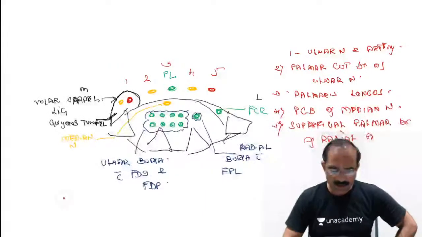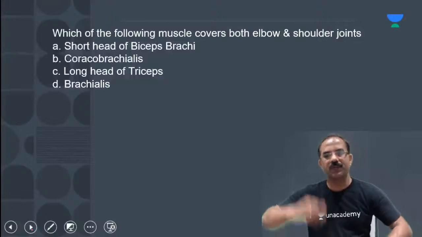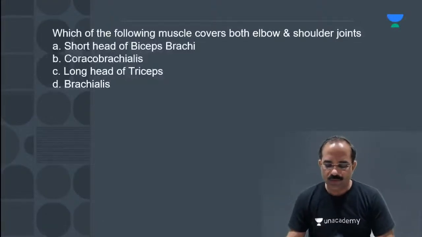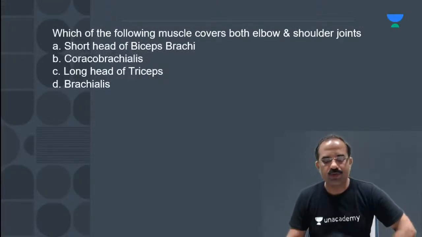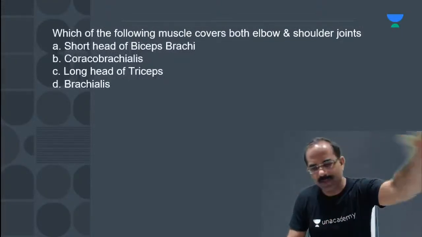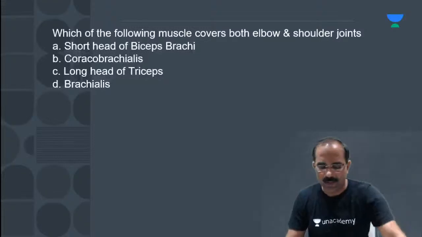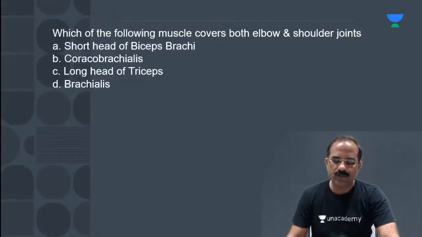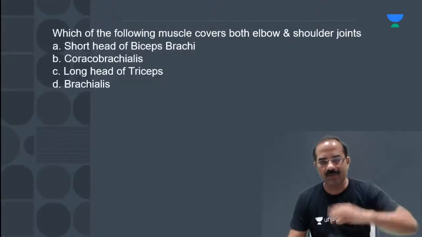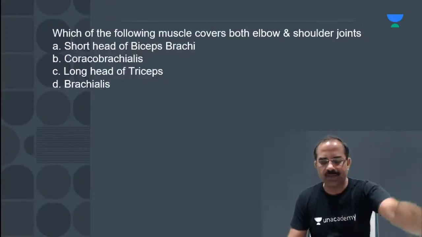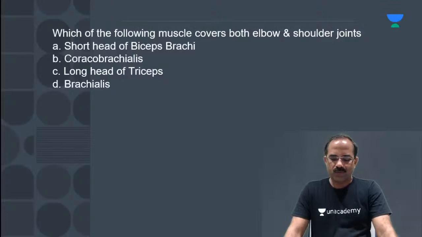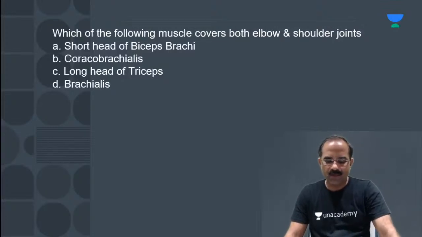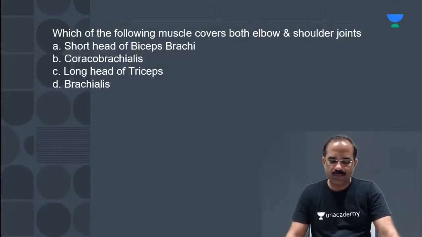So coming to the next MCQ now. Tell me this. Which of the following muscles covers both the elbow and the shoulder joints? Be interactive, students, so it is easy. The options are: the short head of biceps brachii, the coracobrachialis, the long head of triceps, and the brachialis.